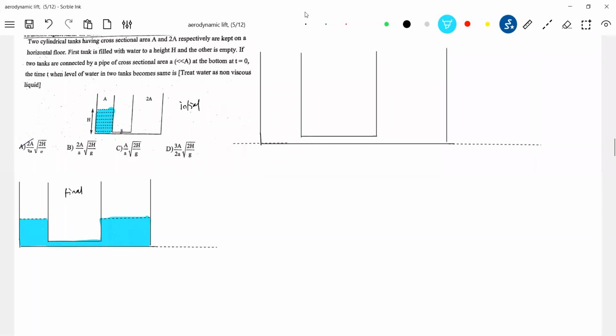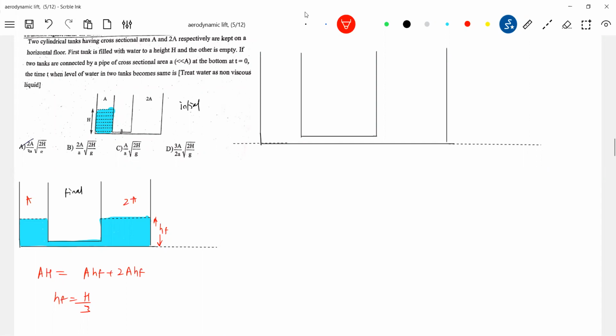Now let's get into the final level of liquid. This is 2A and this is A. So let's go for the initial volume. Initial volume will be A into H. Final volume should be A H_F plus 2A H_F, which is 3A H_F. Therefore, what is H_F? H by 3. Now, this is important for us.